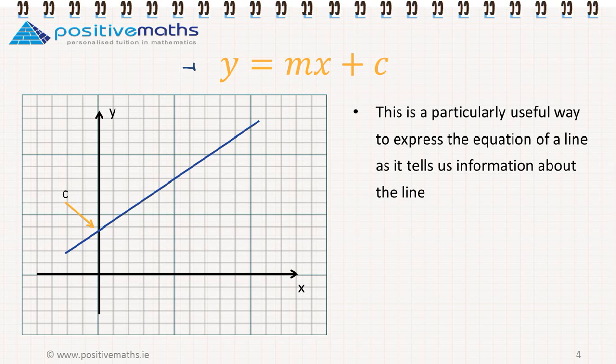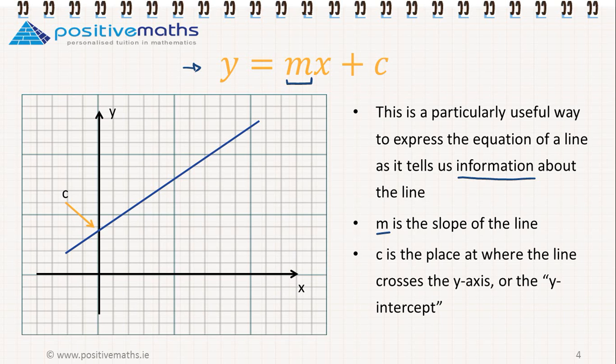Let's talk about y equals mx plus c a little bit further. This is a particularly useful way to express the equation of a line, as it tells us information about the line. First of all, if we have it in this format, m is the slope of the line, and c is the place where the line crosses the y-axis, or we call it the y-intercept. So by writing the equation like this, straight away we can get two very useful pieces of information.